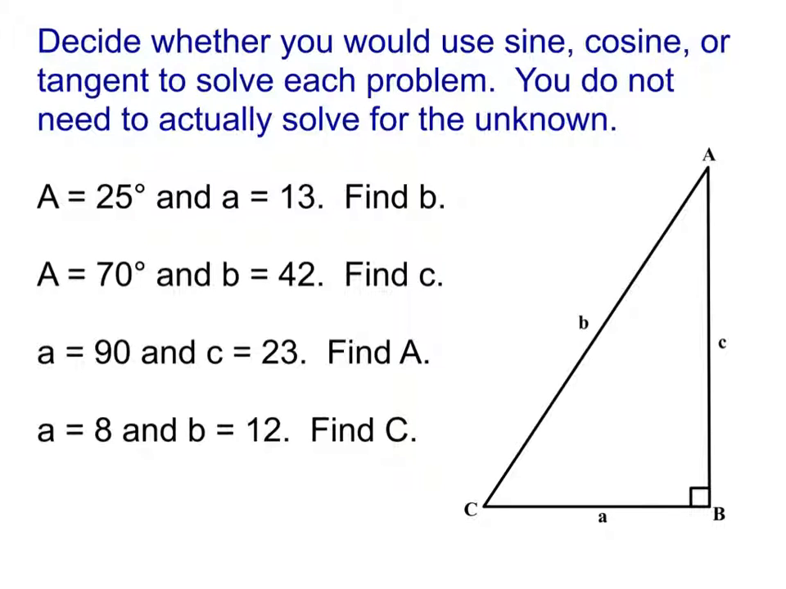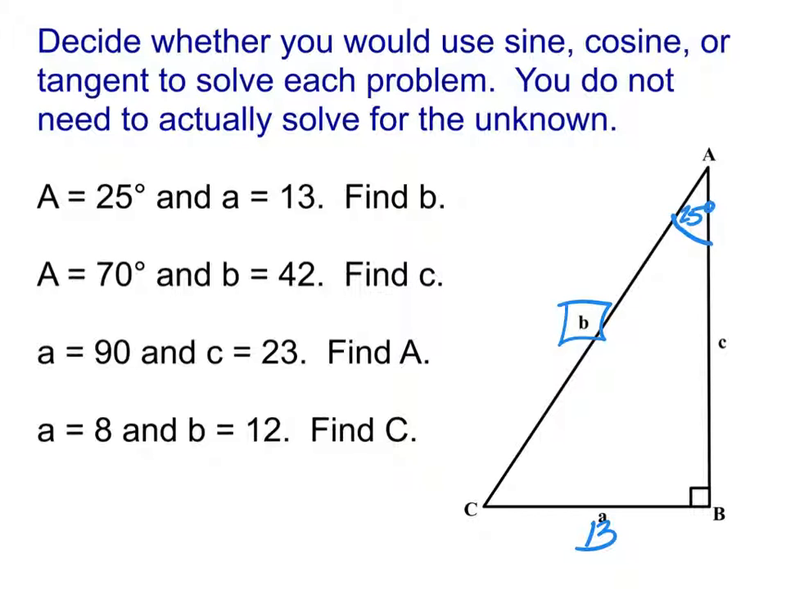So, in the case of the first one, like if I saw this problem come up on a WAMAP, I'd make a little sketch on my paper. So I'd call that 25 degrees. I'd mark that side A is 13. And then I'm trying to find side B. Now we do that so that we can see what each of those sides are called.